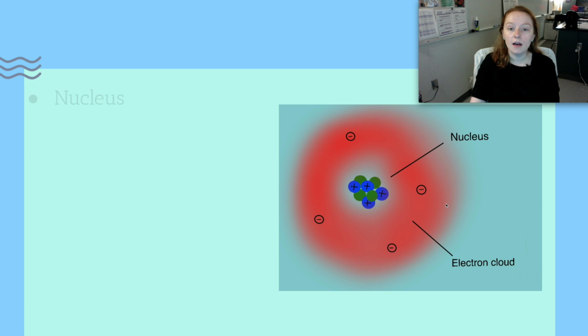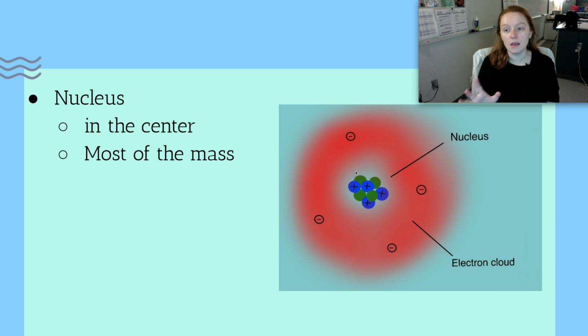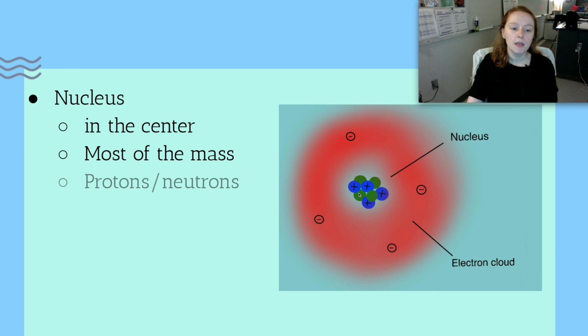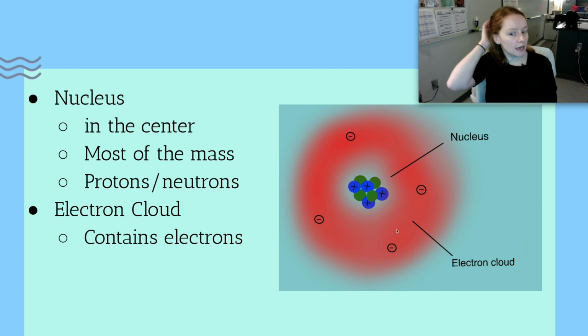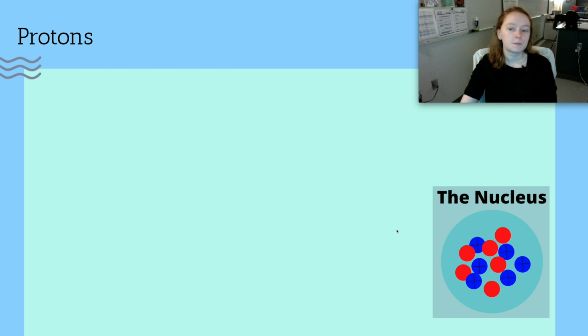Speaking of, you have two different parts to the atom. First is the nucleus, which is here in the center. The nucleus is in the middle, and it contains most of the mass of the atom. So all of the weight is contained in the nucleus mostly. It also contains all your protons and neutrons. Then you've got your electron cloud. Your electron cloud is this red bit out here, and it contains your electrons. And electrons are a little bit less set in stone in terms of their location. So the nucleus is pretty constant, the electrons not so much.